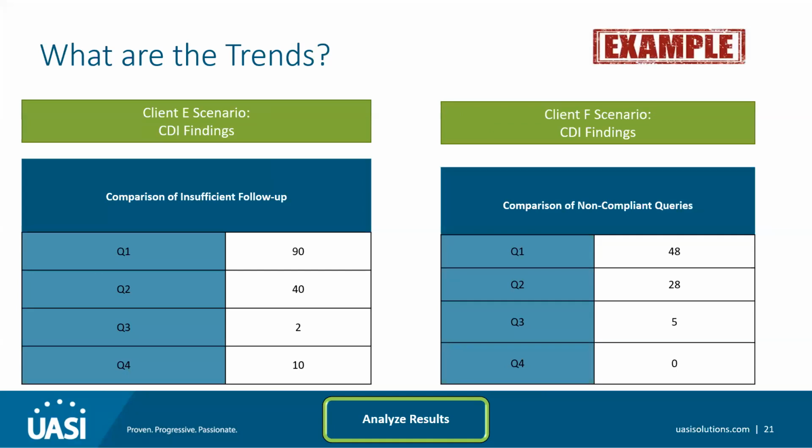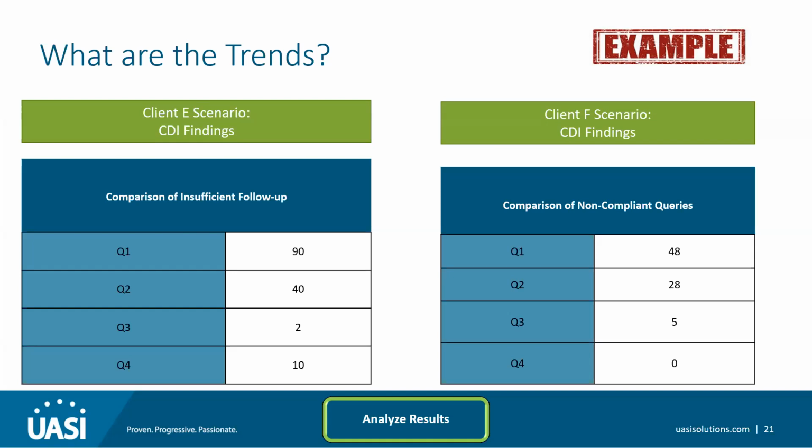Next one is when analyzing your results, really look for patterns or trends. You've decided that you're going to do quarterly audits, which I really love because then you can see the trends and improvements of education. You don't have to wait for a whole year. You can kind of see as they're going. And so this one is a comparison of insufficient follow-ups. So you decided to include that in your audit in quarter one for the first time because you thought, I think that we have a follow-up problem.